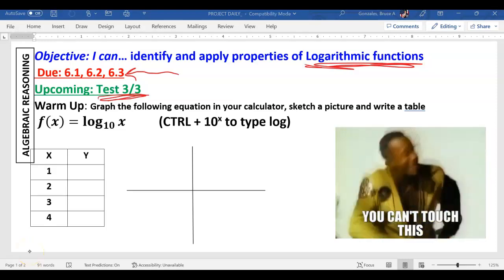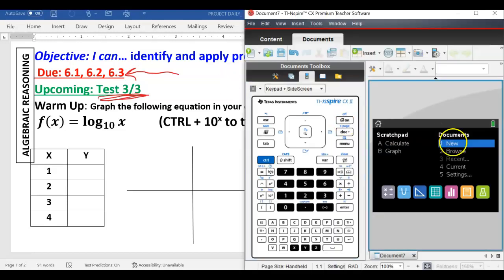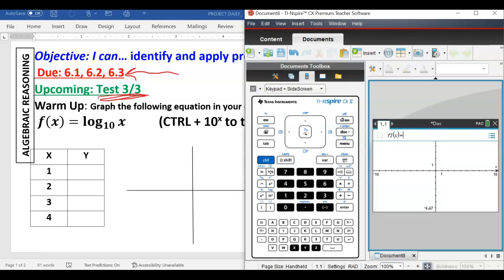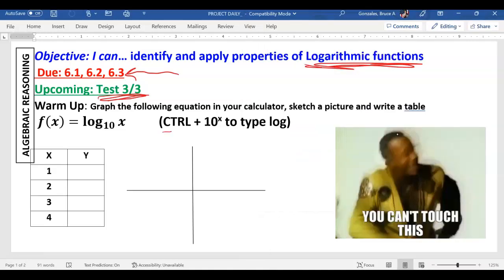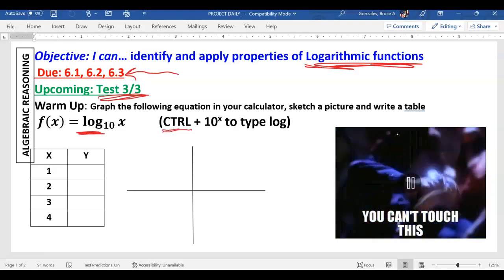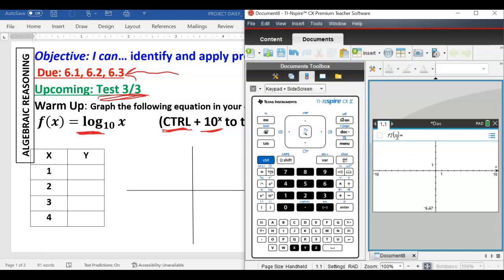So we want to graph the following equation in our calculator. We pull this up, go to a new document, and to graph this, you're going to go to number 2, add graphs. Now I want you to notice right here, to do a log, this new thing that we're doing, you press Control and then 10 to the power of x. Control is right here, and 10 to the power of x is right next to the number 1. Do y'all see that?